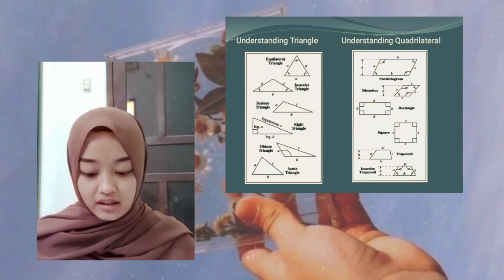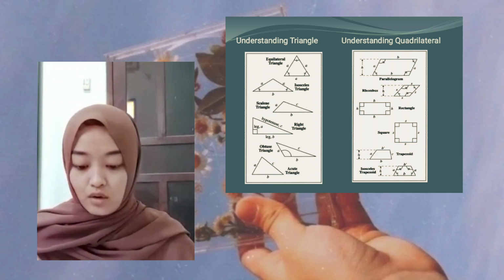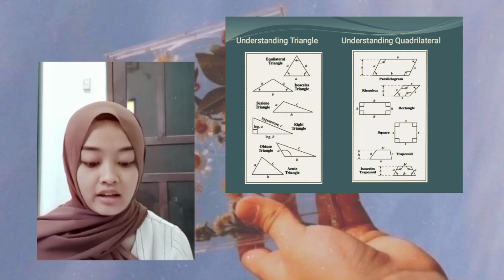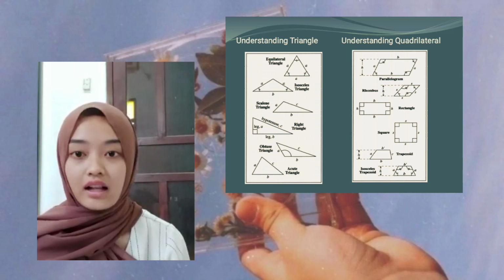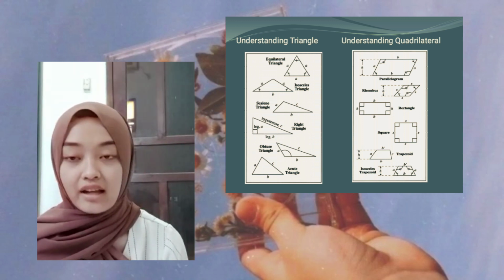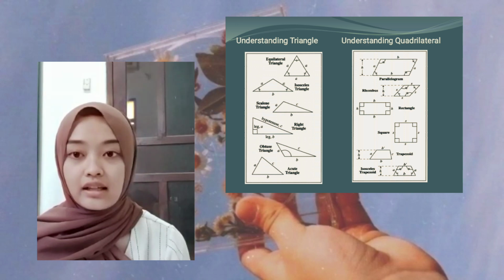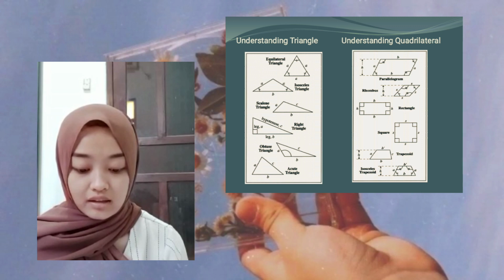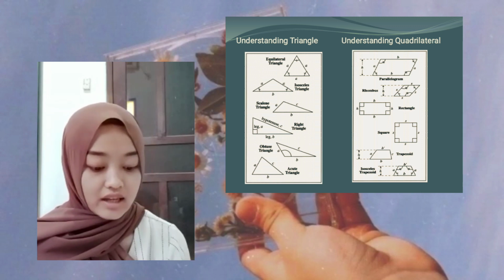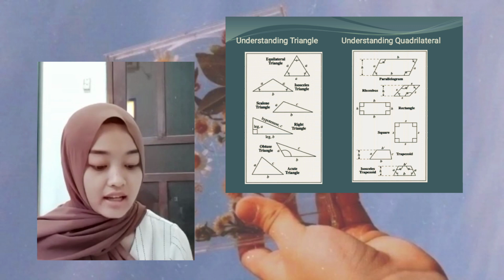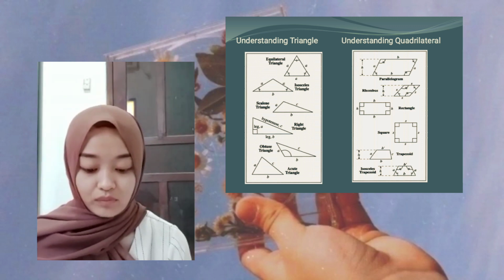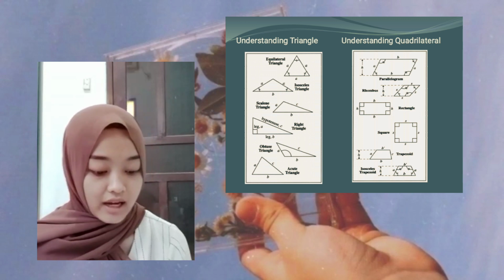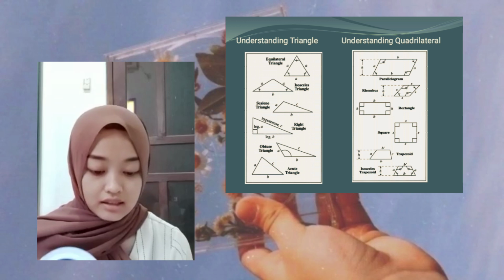C. Understanding triangles. 1. An equilateral triangle has three congruent sides. It also has three equal angles, each 60 degrees. 2. An isosceles triangle has at least two congruent sides. It also has at least two congruent angles. The congruent angles lie along the base and are called the base angles.